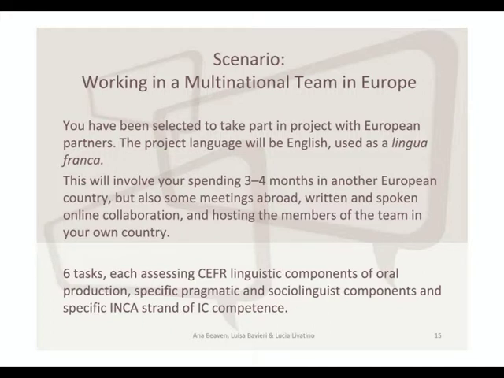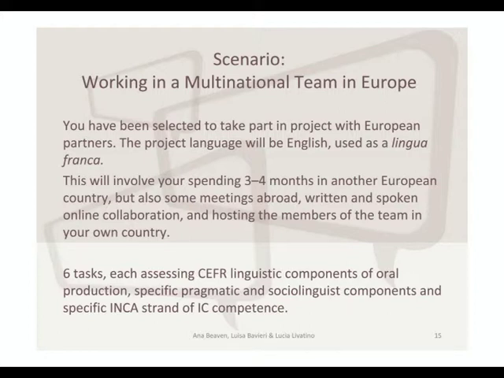Another difference between CEFcult and WebCEF is that CEFcult also includes, as well as the assessment tool, the tasks that are to be used to assess linguistic and intercultural competence. These tasks are grouped in what we call scenarios. Each scenario describes a different situation, and one of the scenarios that we wrote is called Working in a Multinational Team in Europe.